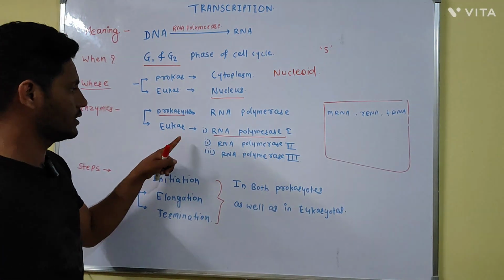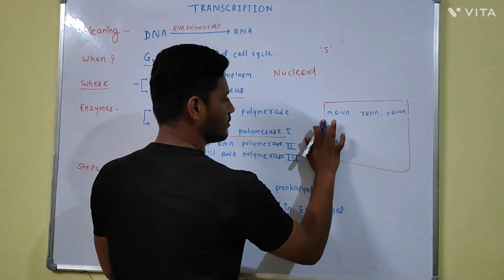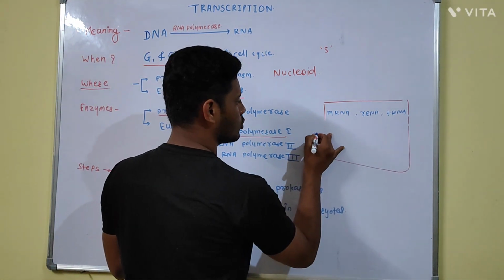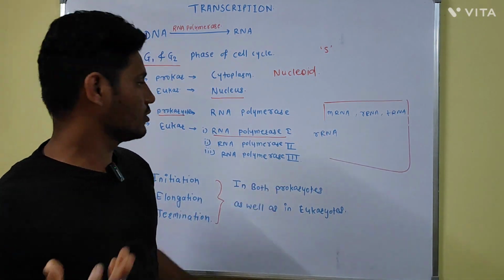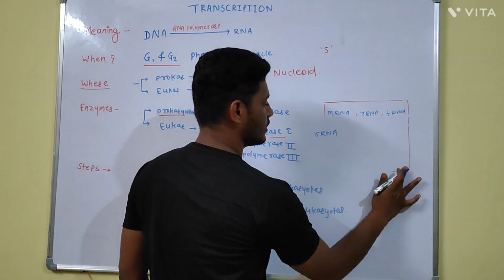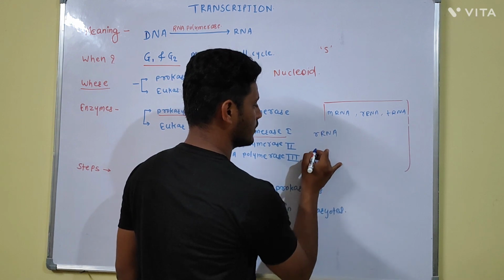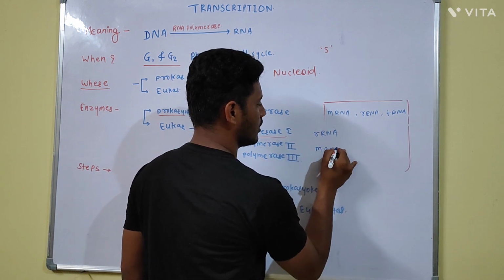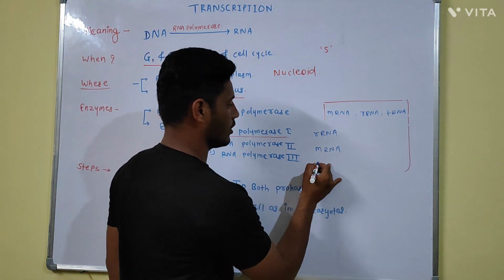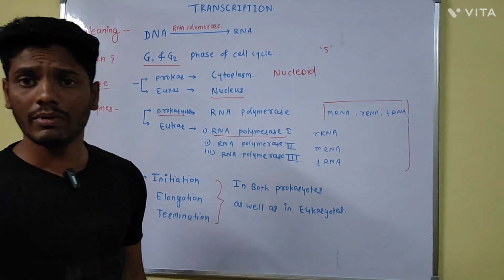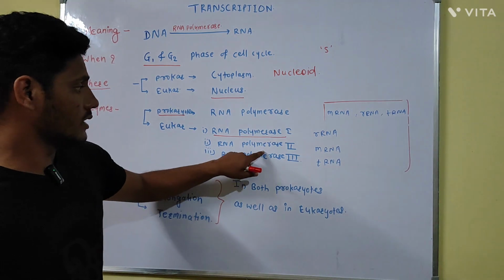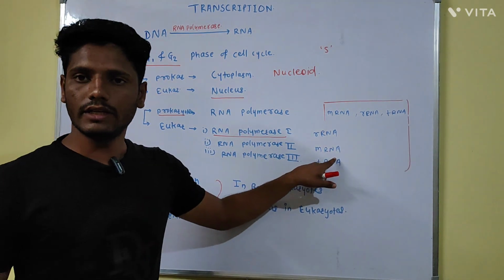While in case of the eukaryotes, RNA polymerase 1 is responsible for the transcription of ribosomal RNA. RNA polymerase 2, दोस्तों, is responsible for the transcription of the messenger RNA, and the third one is for tRNA. But remember one thing, RNA polymerase directly does not form the mRNA.